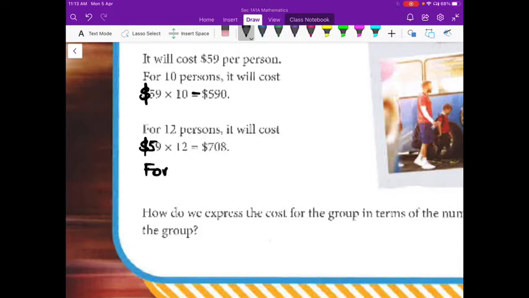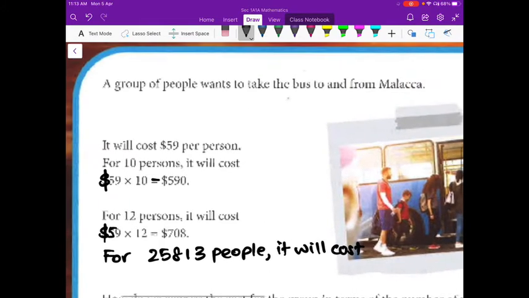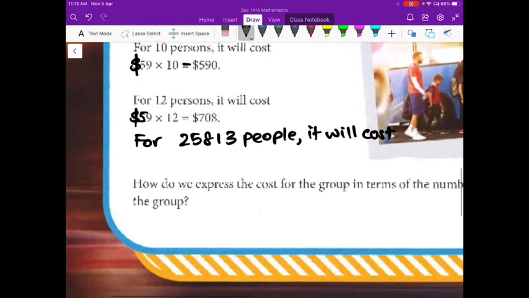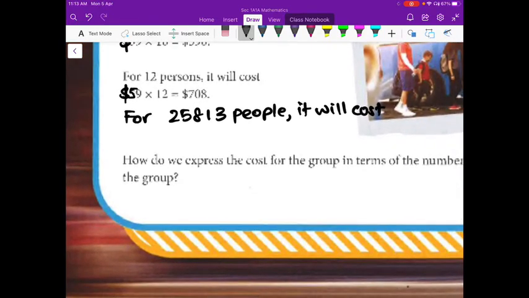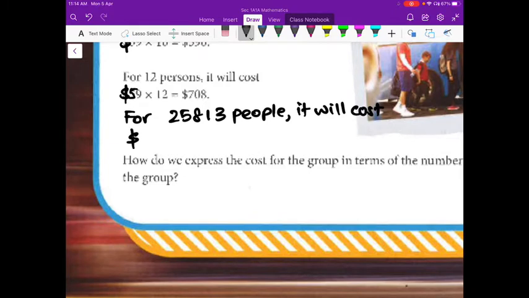For how many people should we try? 20. Let's try a very big number. 25,813 people. It will cost... Oh yeah, you're right. But we didn't say they take bus, alright? Maybe they take plane. Oh yeah, they take bus. Maybe there are many buses. Okay, so how much will it cost for 25,813 people?